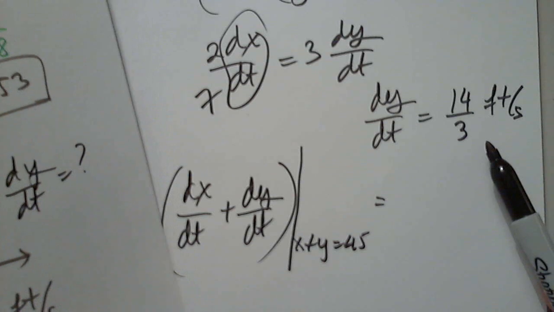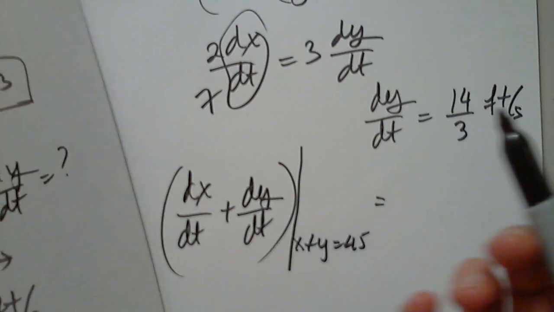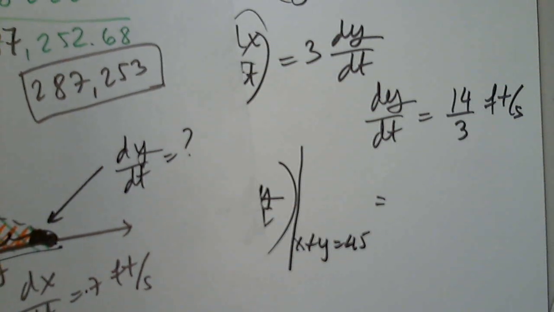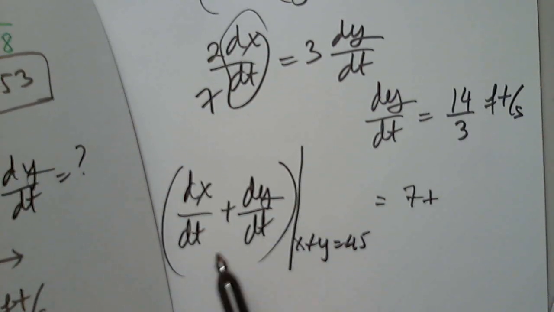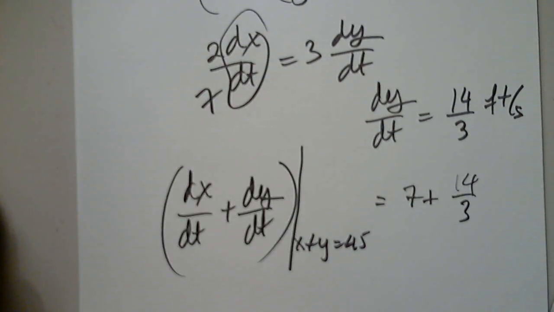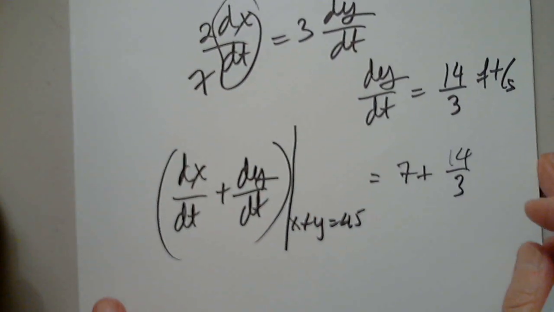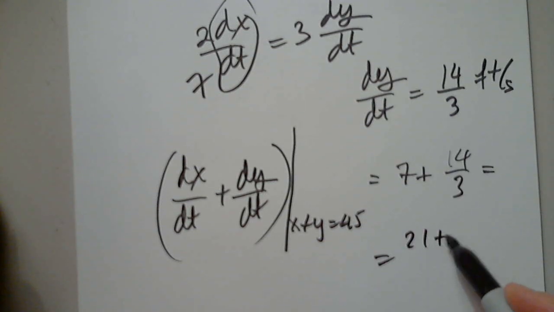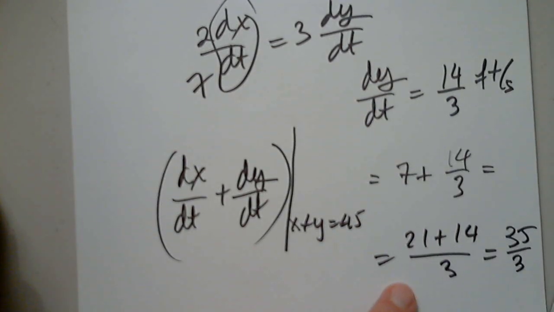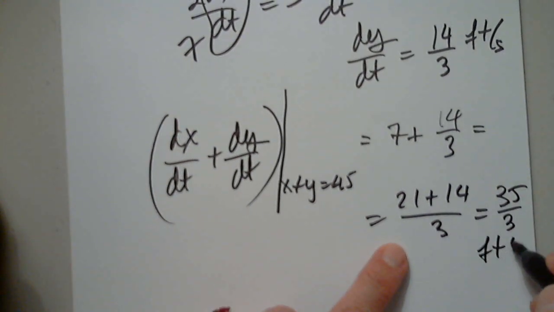So dx of, oh, actually, I don't need it. So dx over dt is 7, and dy over dt is 14/3. I don't need anything. It's a hoax. So 21 plus 14 divided by 3, 35/3 feet per second.